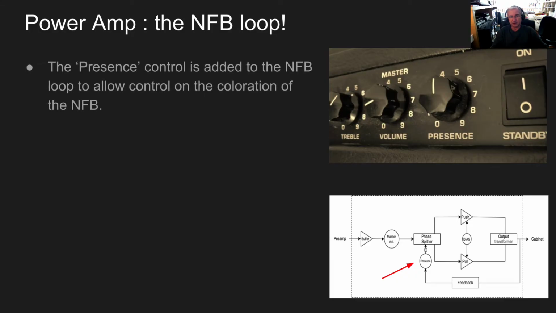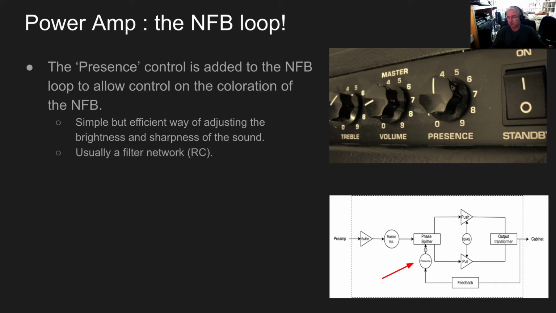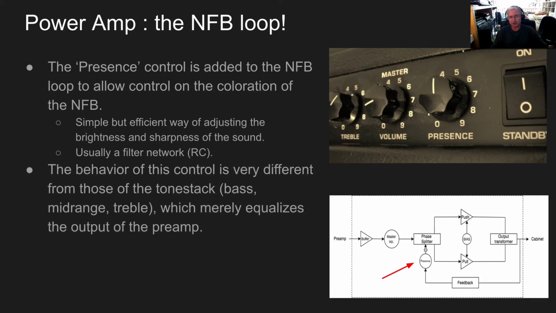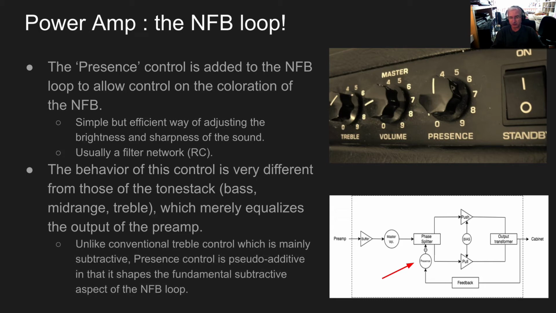So the presence filter is added to the negative feedback loop. It is a simple but efficient way of adjusting the brightness and sharpness of the sound. Usually it's a network of filters, and by turning the knob you are adjusting the gains of these filters. They are typically peaking filters. And the final result is very different from the one we can get with the classic bass, mid-range and treble knobs we have in the tone stack, which merely equalize the output of the preamp. In this case, we've got a dynamic control. I mean, we are subtracting some part of the signal that is just targeting some particular frequencies.